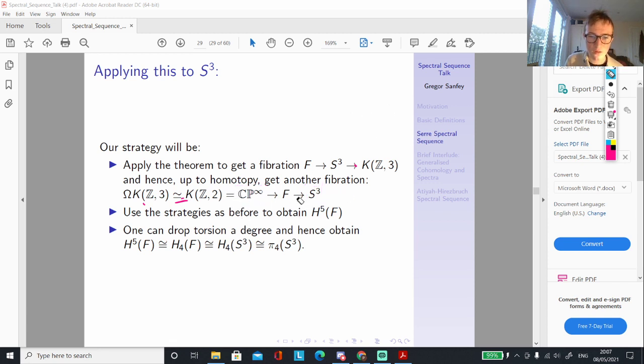So, we're going to try and get the 5th cohomology group of F. And by some universal coefficient type arguments, we can drop torsion a degree, and we're going to get the 4th homology group of F, and this is going to be precisely our desired thing. So we're going to try and get this guy, and then hence get this guy. And then hence get this guy here. That's our goal. So here comes the computation.